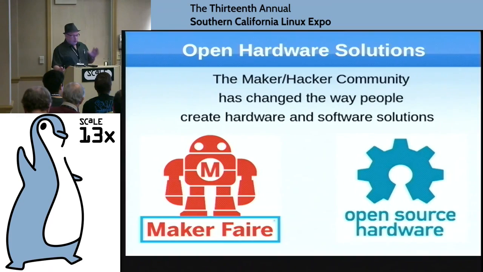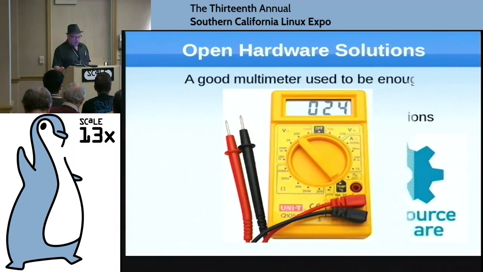The maker hacker community has changed the way people create hardware and software solutions. The maker community and open source hardware association have created an environment where people are creating new electronics. They're creating programs for Arduinos and Raspberry Pis and BeagleBones, but there are things that can't always be done by software. Sometimes you need a hardware tool to solve that problem.